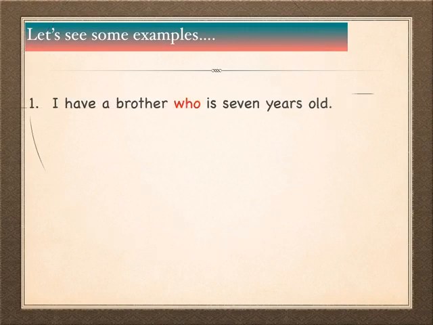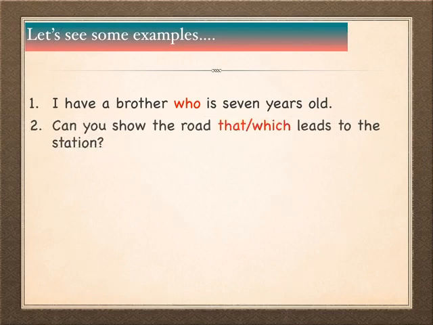The first one, I have a brother who is 7 years old. So here, who is the relative pronoun which is used before the noun brother. Second one, can you show the road that or which leads to the station? So students, here I have placed that or which in option because both can be used with the noun road, which is a non-living thing.